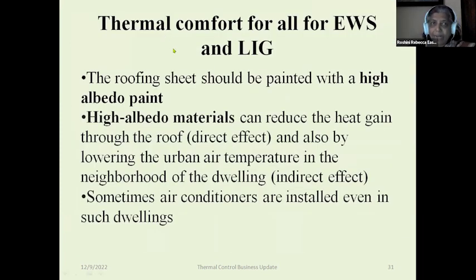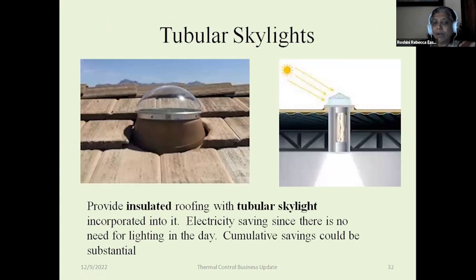Now, there was something in ICAP which is thermal comfort for economically weaker section and lower income group people. So we could give them roofing sheets which are painted properly with high albedo paint so that the heat is reflected off the roofing of that EWS tenement. And you'll find that even in these jopadas in Bombay, people are using air conditioners. They are not bothered about any of these things which we are talking about. So this is something called tubular skylights, which could be used to send in light into this little hutment which is being cooled by an air conditioner.